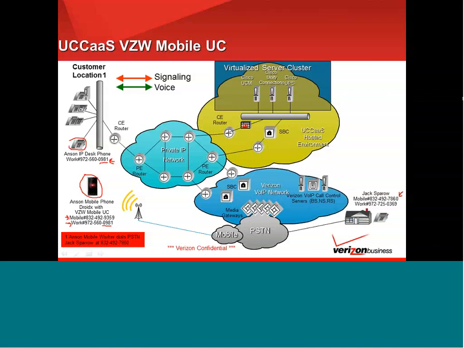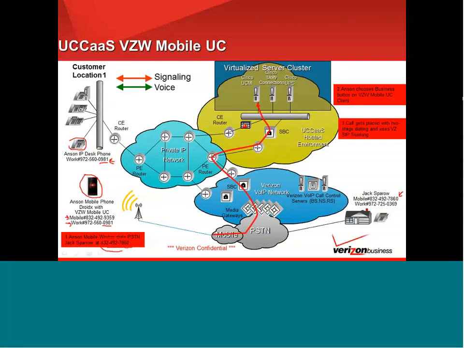Okay, so what happens next? The client chooses the business button on the Verizon Wireless Mobile UC client. All right, so he dialed this number, right? Anson dialed this number down here, 832-492-7860. He pushes call, and then two buttons are presented to him. He pushes the business button, and then what happens is two-stage dialing.